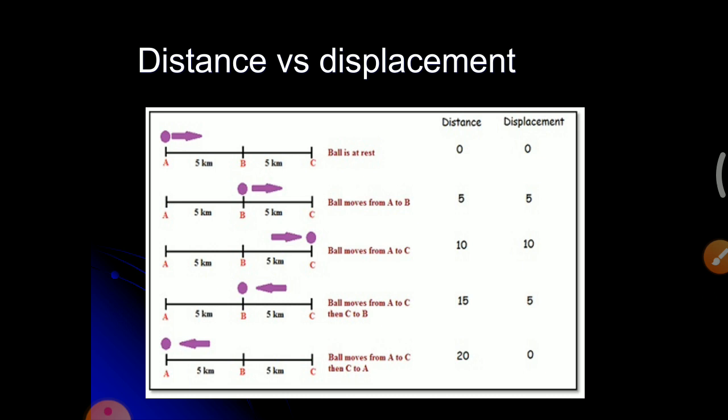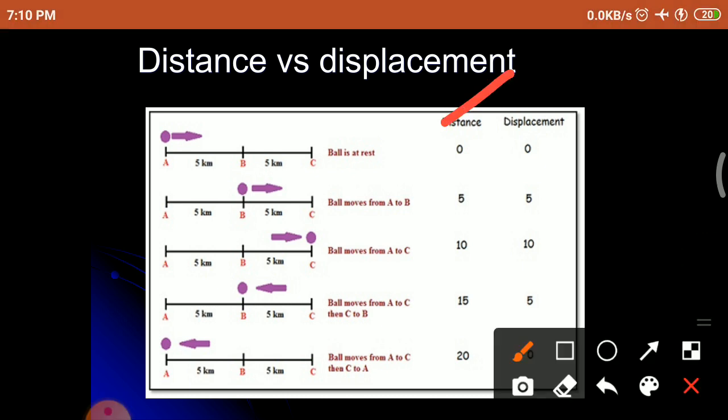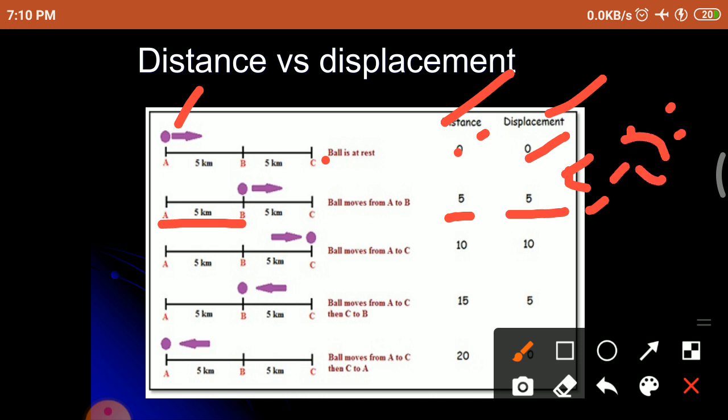Now, what is the difference between distance and displacement? See, here I took one ball. I marked A, B, C. When the ball is at rest, the distance is 0 and the displacement is also 0. When the ball moves from A to B, the distance is 5. The displacement is also 5 because the initial position is 0 and the final position is 5. So 5 minus 0 is 5.